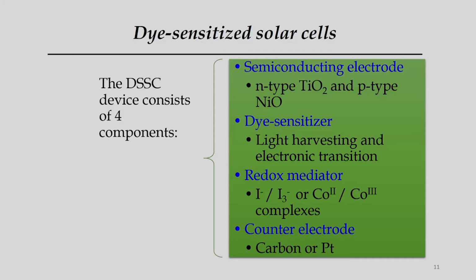In case of dye-sensitized solar cells, it consists of 4 components. First component is semiconducting electrode, second component is dye sensitizer, then third component is redox mediator, and fourth component is counter electrode. Okay. These are the 4 components we require for dye-sensitized solar cells.